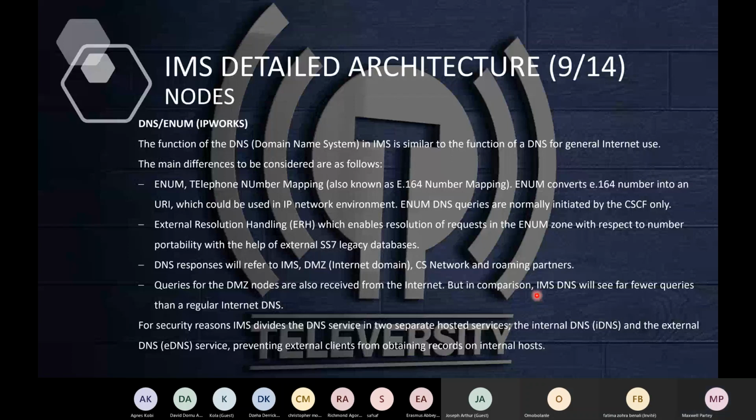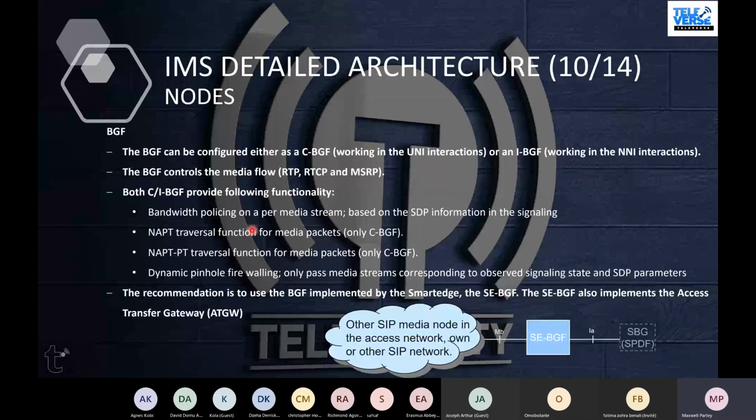Then we have what we call the BGF. The BGF can be configured as a CBGF working in the UNI interactions, or an IBGF working in the NNI interaction. So what do we mean by BGF on UNI and NNI? The BGF controls the media flow, that is the RTP, RTCP, and MSRP protocols, or the media flow of the calls in the IMS.